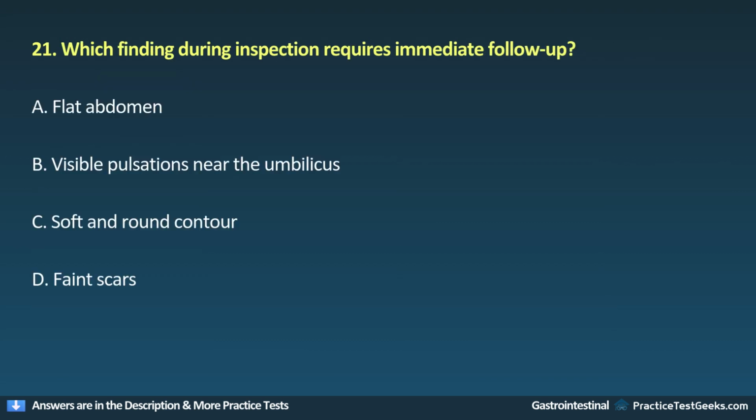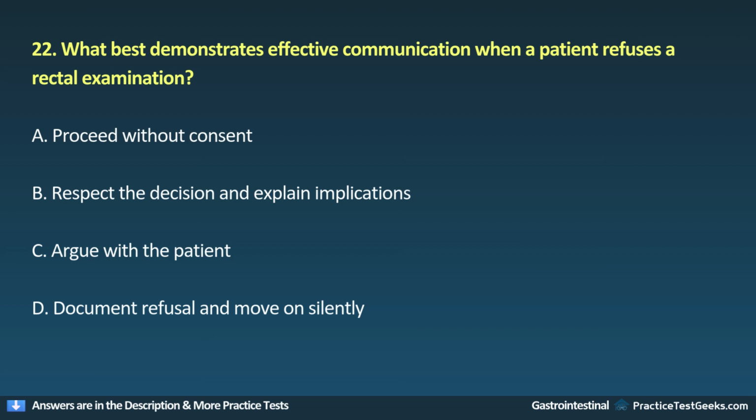21. Which finding during inspection requires immediate follow-up? A. Flat abdomen. B. Visible pulsations near the umbilicus. C. Soft and round contour. D. Faint scars.